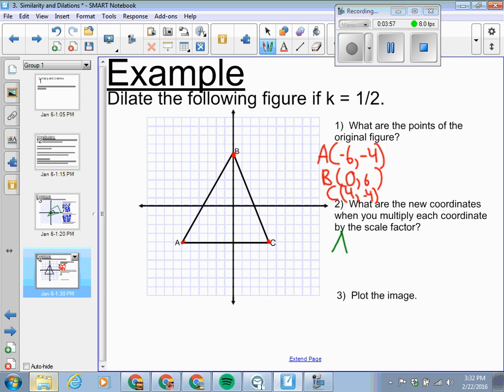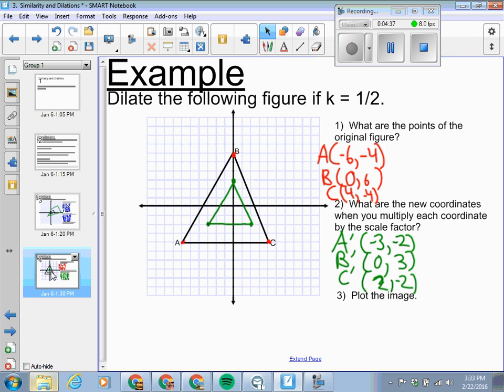So A prime, cut them each in half, becomes negative 3, negative 2. B prime becomes 0, 3. And C prime becomes 2, negative 2. Again, just multiply each point by 1/2 or divide it by 2. So A prime is negative 3, negative 2. B prime is 0, 3. And then C prime is 2, negative 2. And it looks like about half the size.